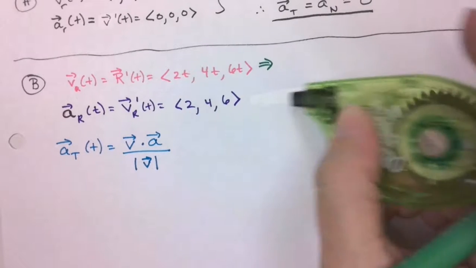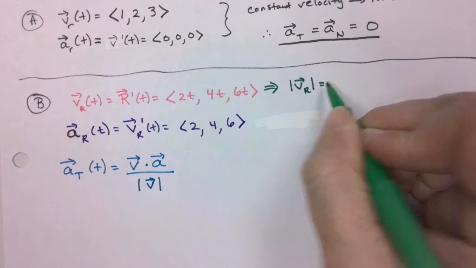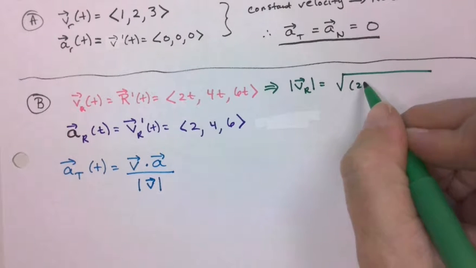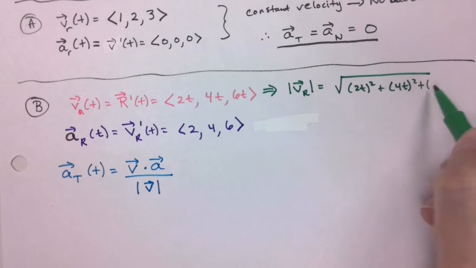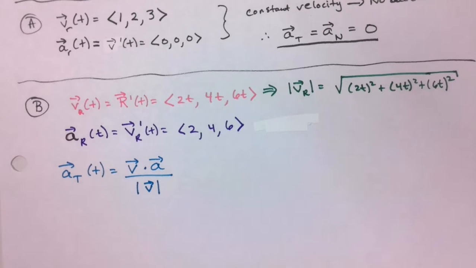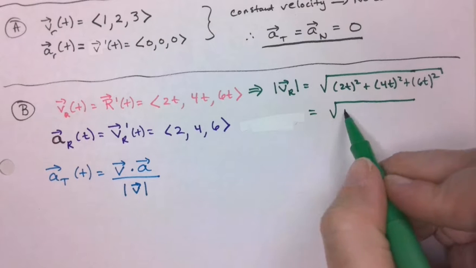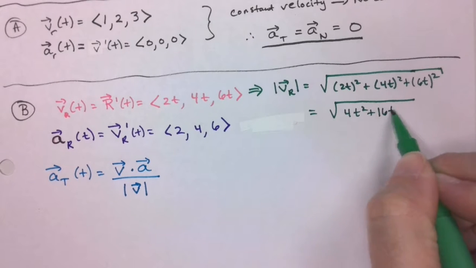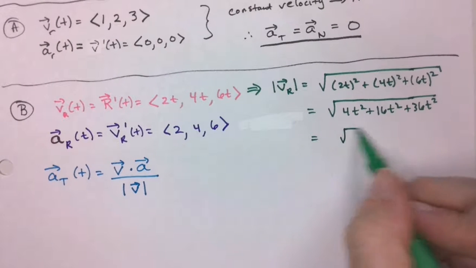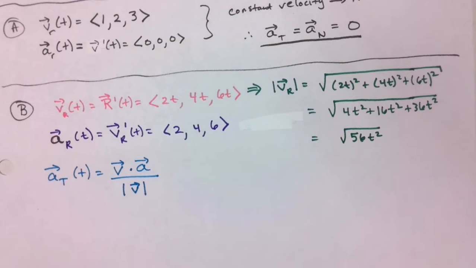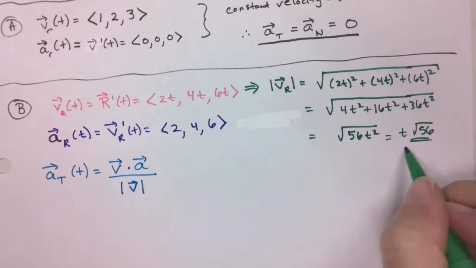Sorry about that. The magnitude of your velocity vector, which is your speed, is the square root of 2t squared plus 4t squared plus 6t squared. Oops, got to make my square root go farther. So that would be the square root of 4t squared plus 16t squared plus 36t squared, which would be the square root of 56t squared, which is t square root of 56. So this is speed right here.